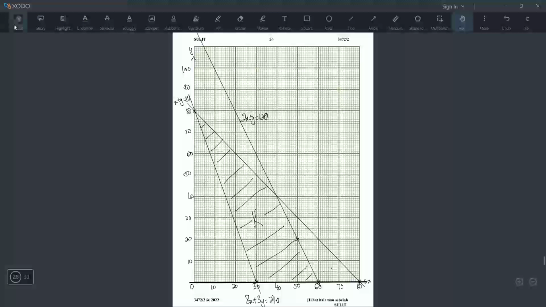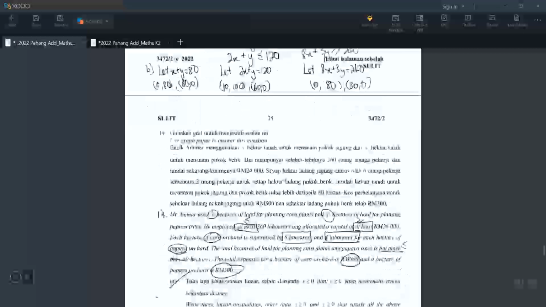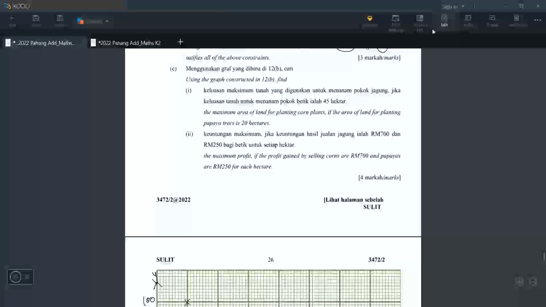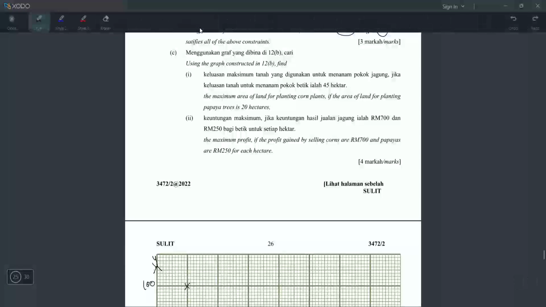Okay, I already finished part B. I can do part C now. So let's look at part C. Okay, let's scroll down a bit. I can use this space to do part C. So part C says what? C question 1. Find the maximum area of land planting corn plants.